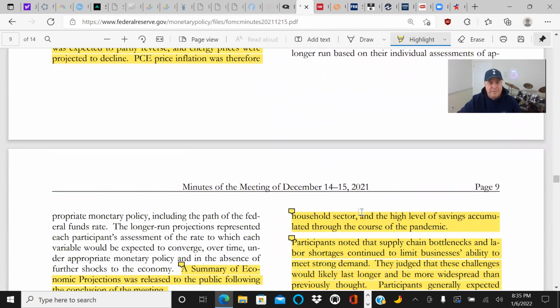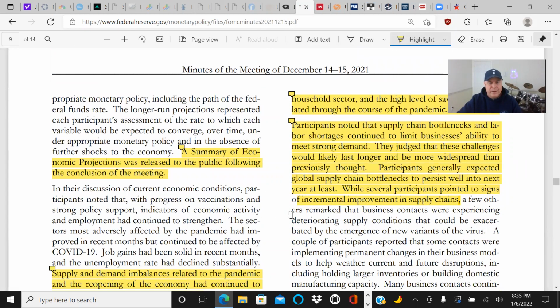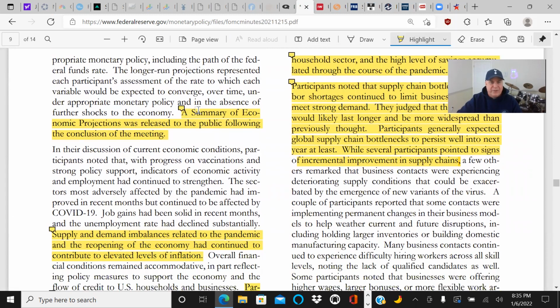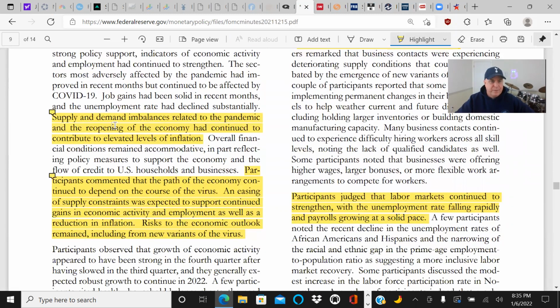So none of this should have been a surprise. I don't know why people were so thrown off by this report here. A summary of economic projections released to the public following the conclusion of this meeting. That's what we've been looking at. The supply and demand imbalances. Now, this, I think, is interesting. Supply and demand imbalances related to the pandemic and the reopening of the economy had continued to contribute to elevated levels of inflation. Now, why do I think this is interesting?